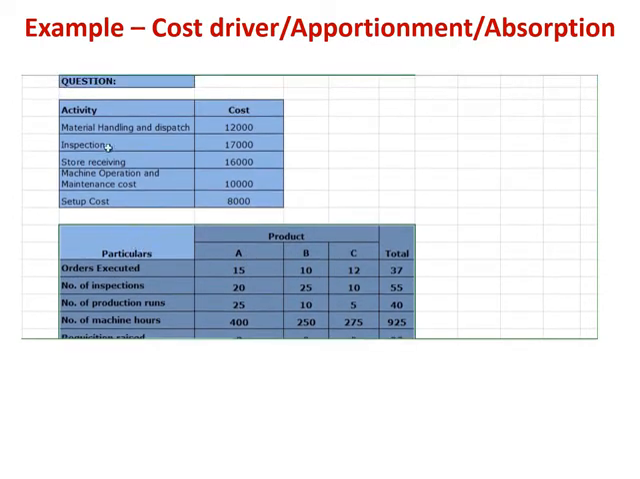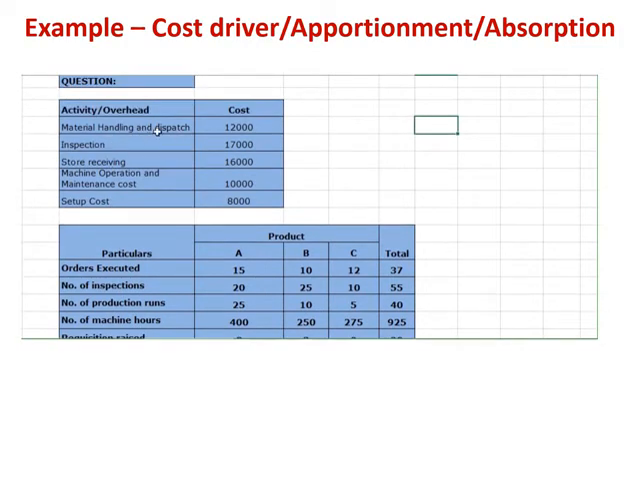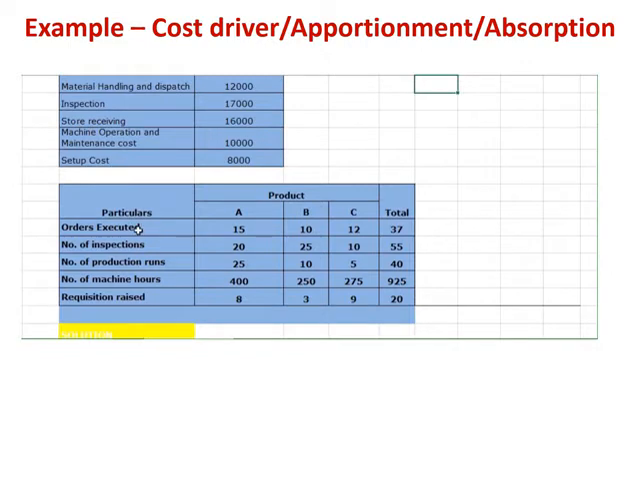We have to match the activity and the particulars, or the overhead. You can call this overhead. The overhead with the particulars, which is the best cost driver for this activity, we have to find out. For each particular, they have given three different products, A, B and C. The orders executed for product A is 15, B is 10 and C is 12, and the total orders executed is 37. The total of these three is given here as 37.